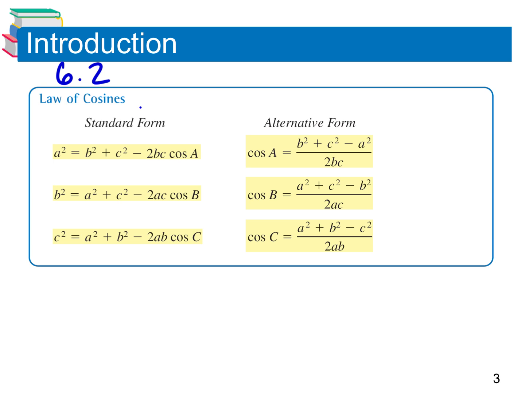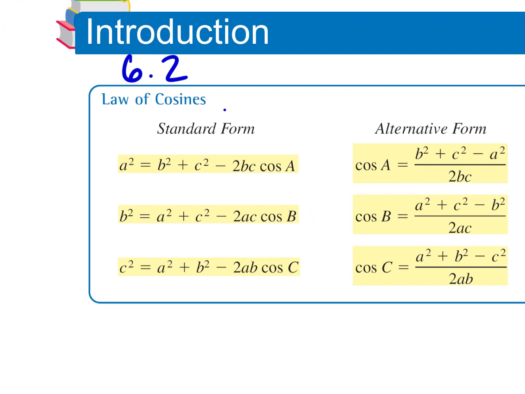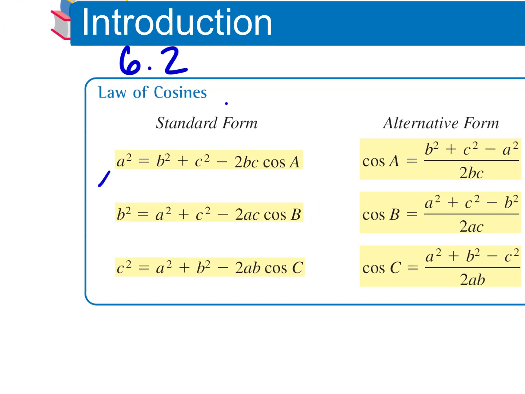So we have two different formulas technically for law of cosines. We have standard form and alternative form. Standard form, we're looking for, what's the lowercase letter, a side or an angle? Side. So we use standard form when we're solving for a side. We use alternative form, what's a capital letter? When we're solving for an angle. These formulas will be given to you.